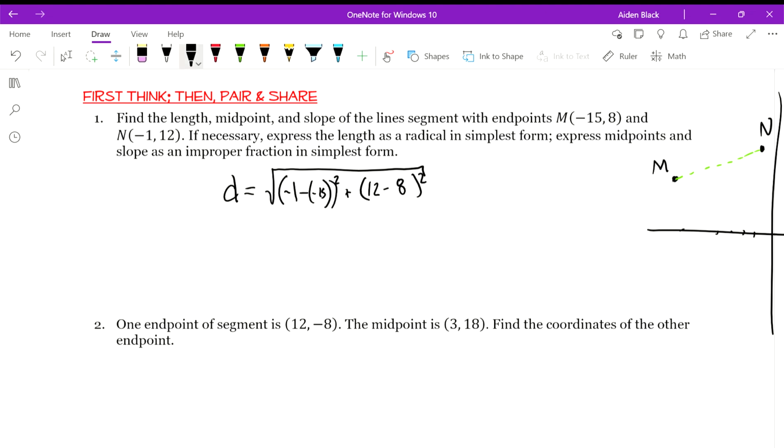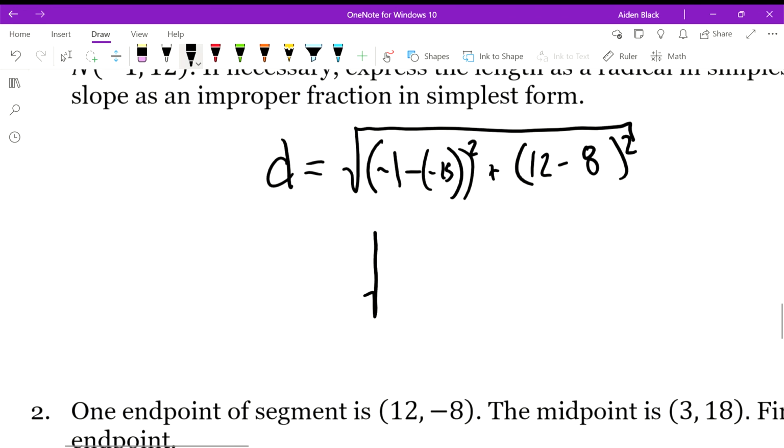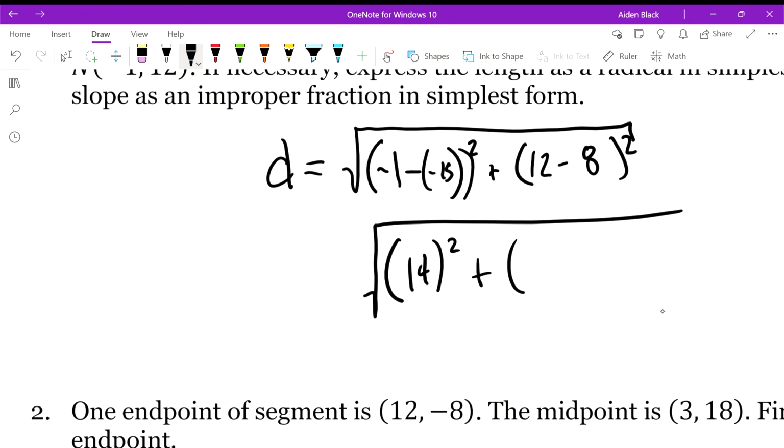So let's simplify this. I'm going to zoom in so my handwriting's a little bit better. Well, negative 1 minus negative 15 is negative 1 plus 15. So we should get 14. And then 12 minus 8 is just 4, so we have 4 squared.